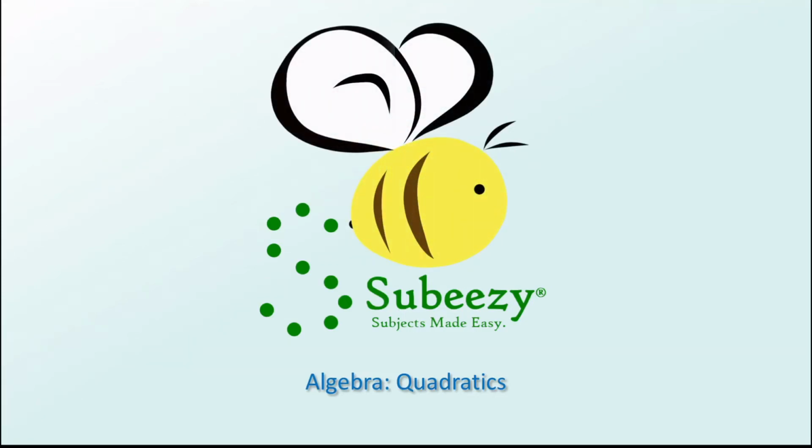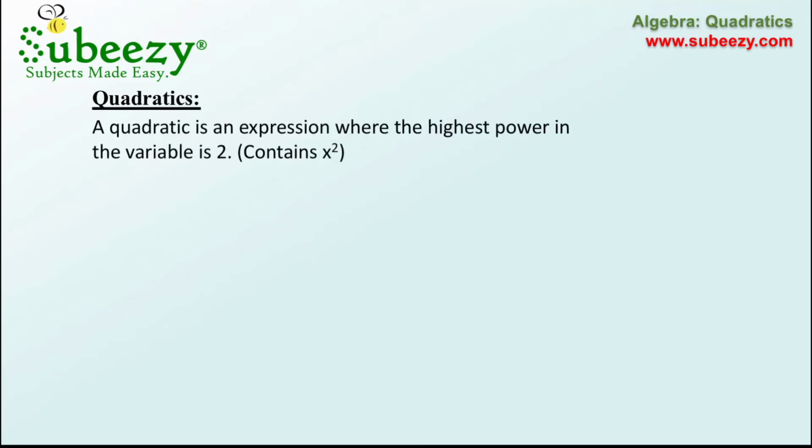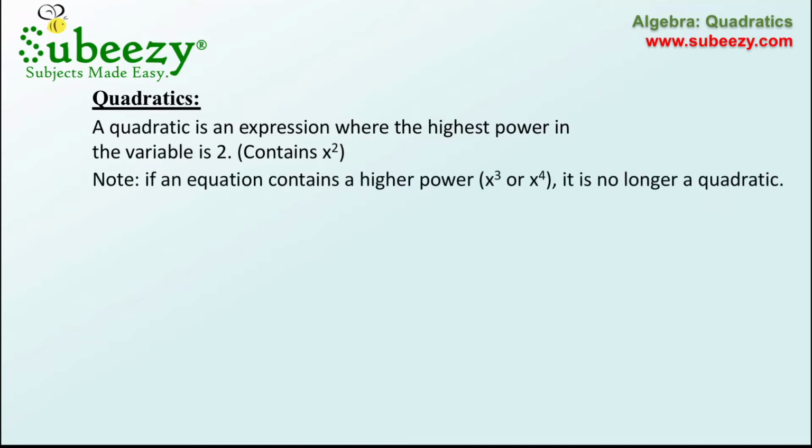In this algebra lecture, we will discuss quadratics. A quadratic is an expression where the highest power in the variable is 2. It contains some variable raised to the second power. Note, if an equation contains a higher power, such as a variable raised to the third power or a variable raised to the fourth power, it is no longer a quadratic.